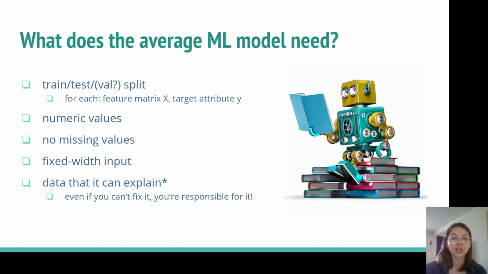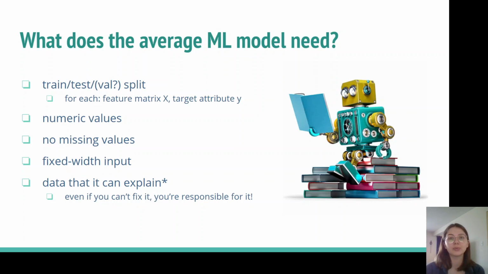And then we need the target attribute Y. These need to be the same shape for the train, test, and val, except obviously the number of rows will be different. A machine learning model needs numeric values. So you can't, like I said before, have strings, you can't have categorical. Booleans are easy to deal with because you just replace true with 1 and false with 0. We also, most of the time, need no missing values.